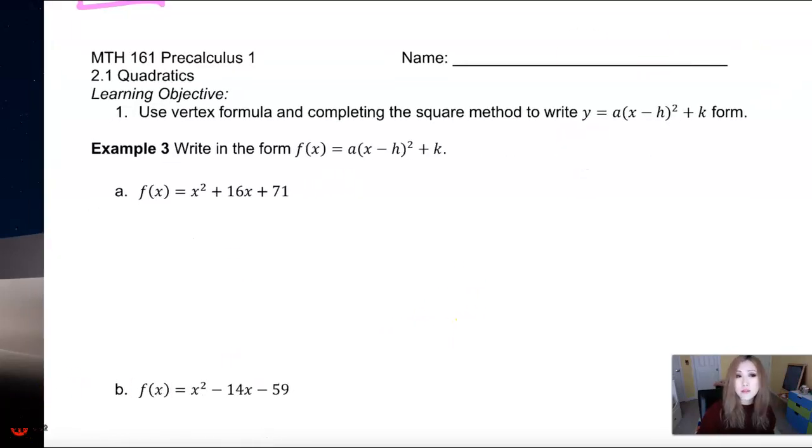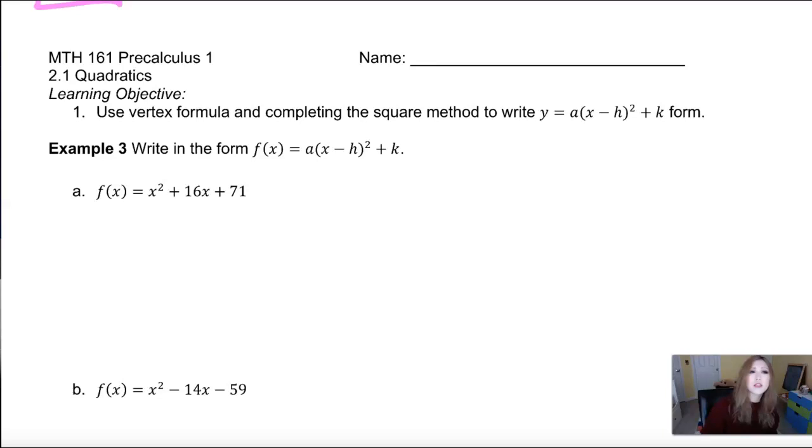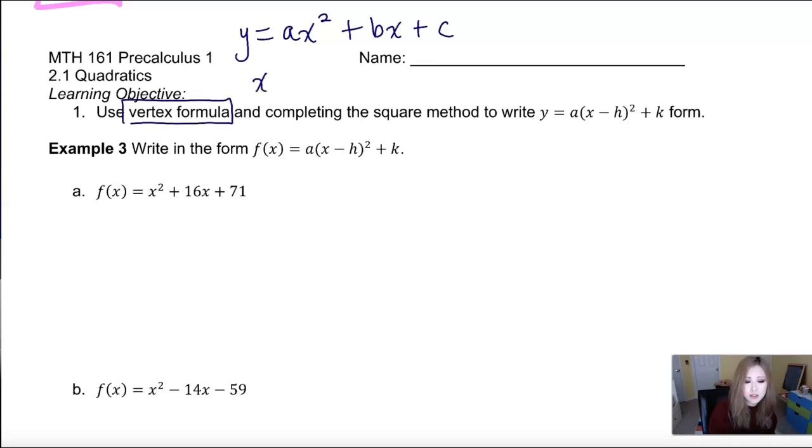Okay, let's go over the second page. The learning objective on this page is to use the vertex formula. If you have a quadratic in this form, y equals ax squared plus bx plus c, we can use the vertex formula to find the x coordinate of the vertex, which is x equals negative b over 2a.